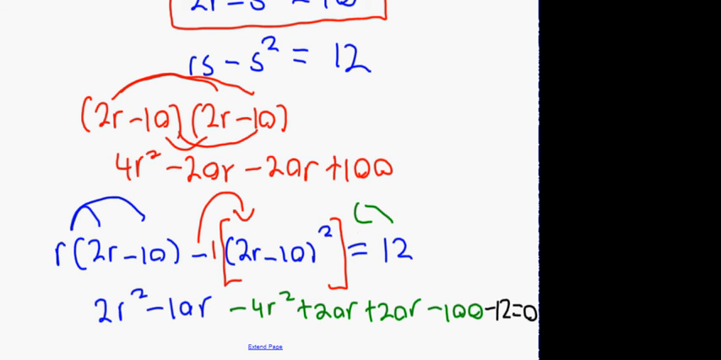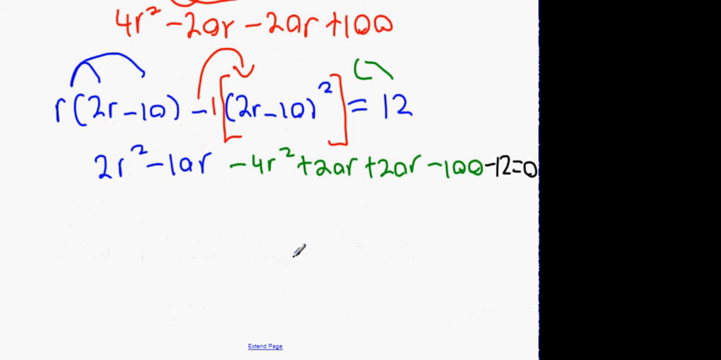Okay? Now guys, you have 3 types of numbers. You have r squared, r's and regular numbers. Yes, Kevin? Now, what happens next, guys, is 2r squared minus 4r squared is what? Minus 2r squared, okay? Then we're going to have 40r minus 10r gives you plus 30r. Okay, and minus 100 minus 12 is going to be minus 112.